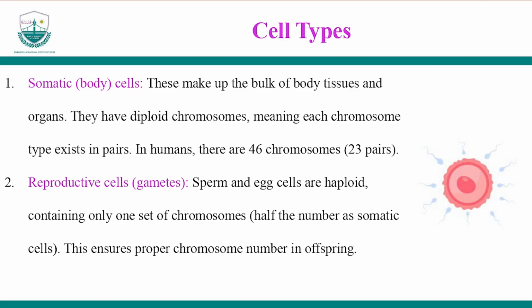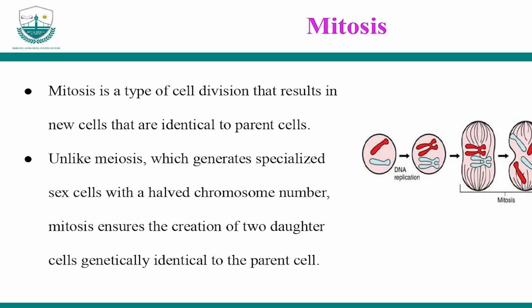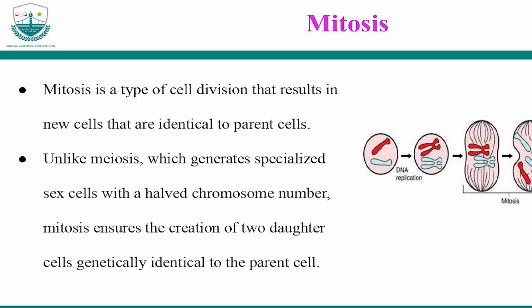Okay, so with mitosis you get new cells that are identical to the parents. With meiosis, the cells have half the number of chromosomes and are not genetically identical to the parents. With meiosis, you have 4 daughter cells. And with mitosis, you have 2 daughter cells. Take note of that.